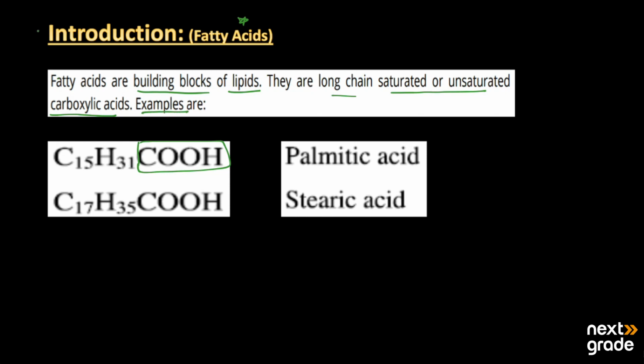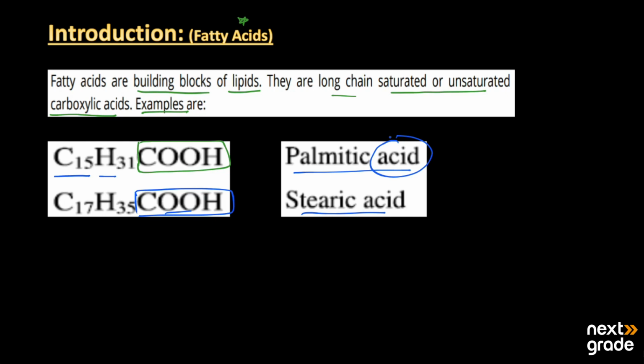And for examples, the first one has C15H31COOH. This is known as palmitic acid. And second, we have C17H35COOH, and it is known as stearic acid. As the COOH group is present at the end, that's why the word acid has been added. So here we are just reading about the fatty acids, not about the esters or the others.